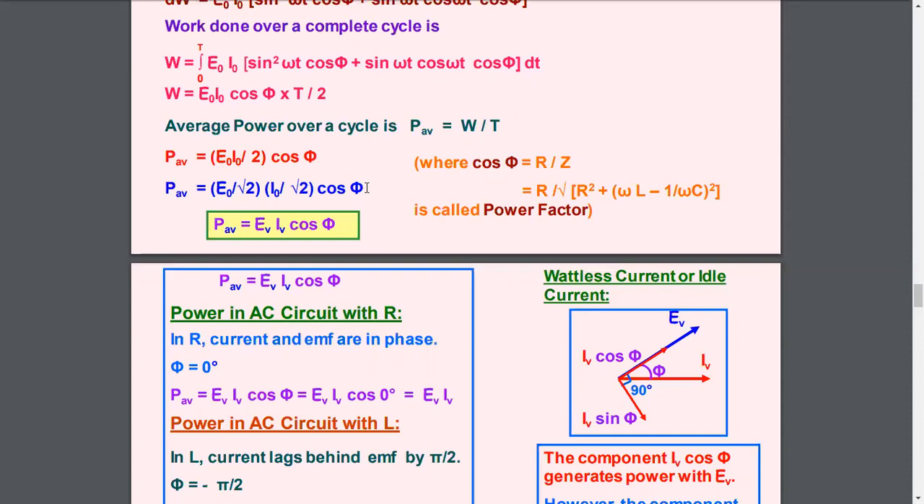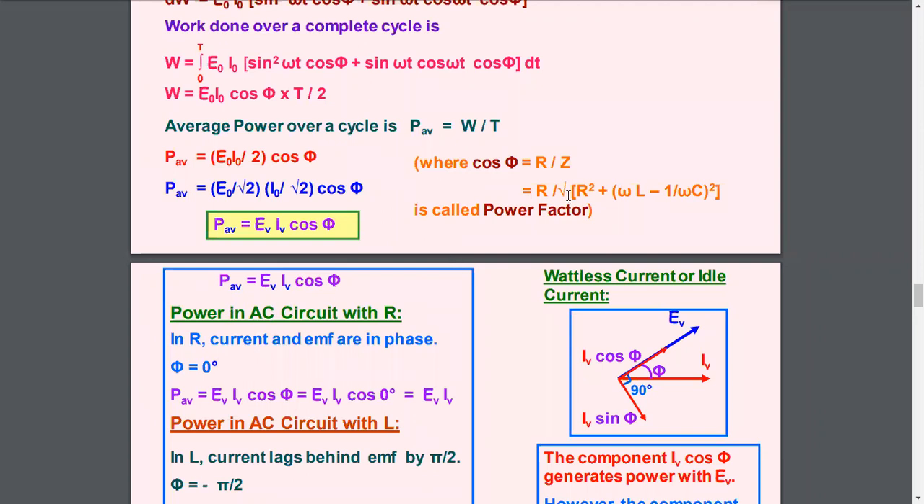And you have already learned that across an inductive circuit and across a capacitive circuit, the phase difference is pi by 2. Therefore, inductive and capacitive circuits do not dissipate any power supplied to them. No power is consumed across inductive and capacitive circuits. So here cos phi is called the power factor.